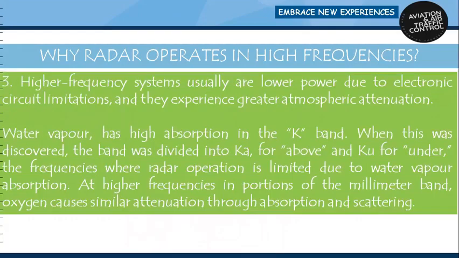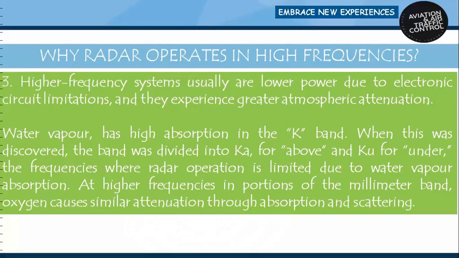The range of radar system is also influenced by the choice of frequency. Higher frequency systems usually are lower power due to electronic circuit limitations, and they experience greater atmospheric attenuation. Most of the radar signal absorption and scattering is due to oxygen and water vapor. Water vapor has high absorption in the K band. When this was discovered, the band was divided into Ka for above and Ku for under. These are the frequencies where radar operation is limited due to water vapor absorption.